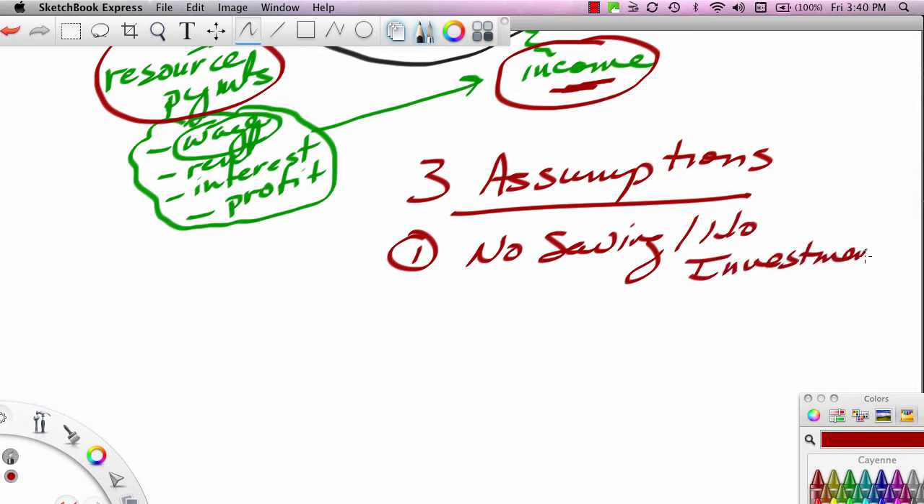Okay? So that assumption is actually going to be the first assumption we deal with. We're going to pull this assumption off. We're actually going to remove this assumption, and we're going to show you how that affects the model.